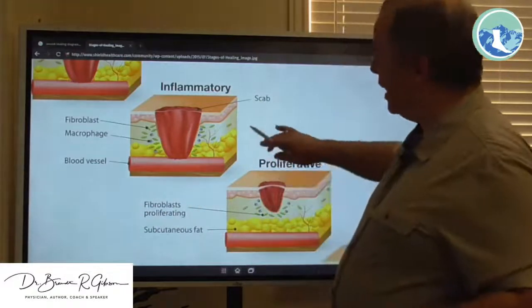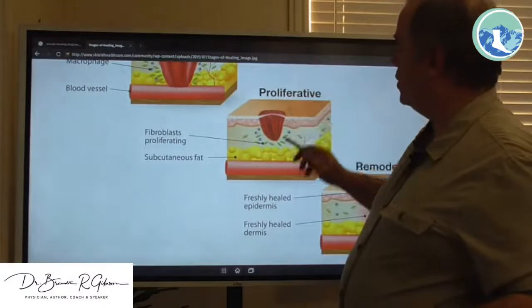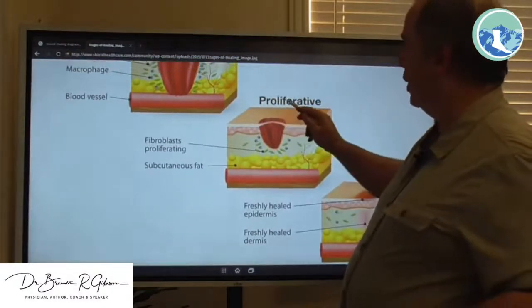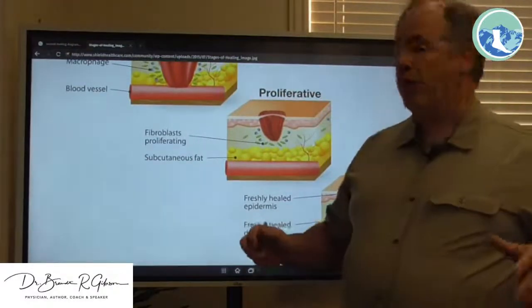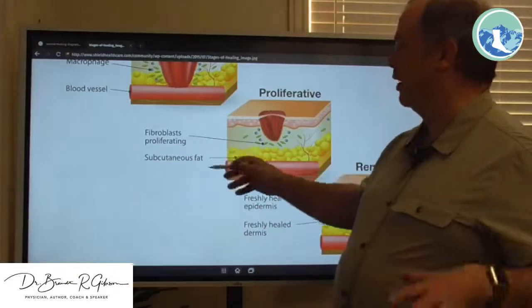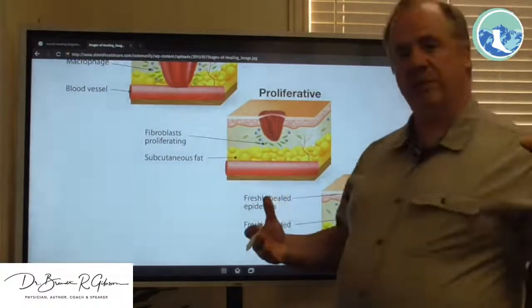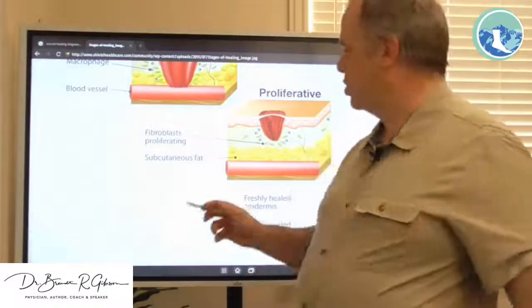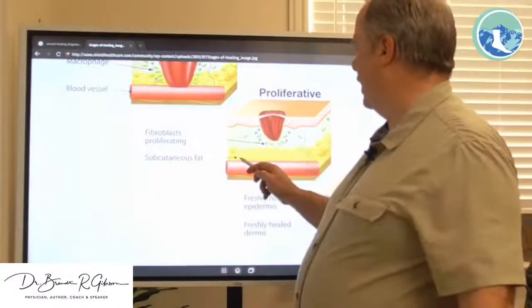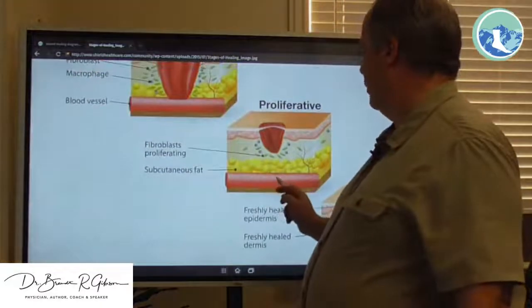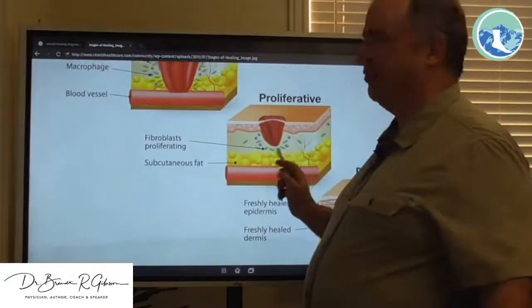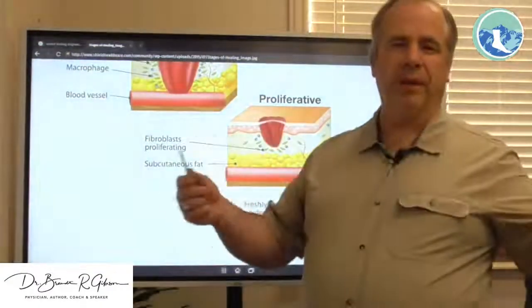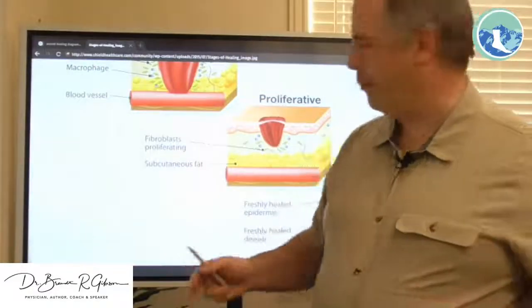And then you get to the next stage, the third stage, which is the proliferative stage. Proliferative means that it's growing in. So the process is the fibroblasts are proliferating into the area. The macrophages do some of the cleanup. The fibroblasts go in and start to lay down new tissue, and you're getting repair of the subcutaneous fat, repair of the blood vessel. You get proliferation of new blood vessels coming to the area to help in that process of healing.